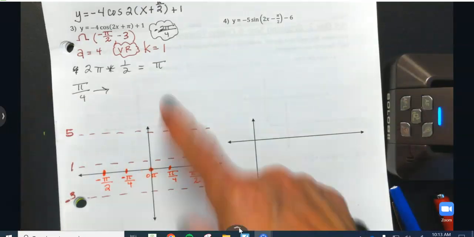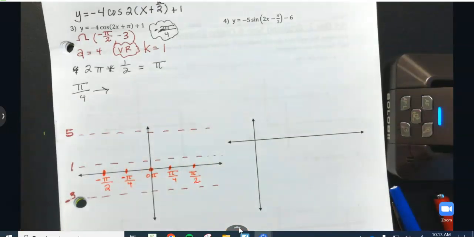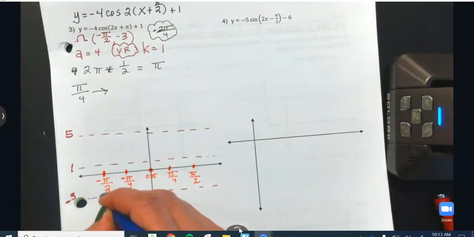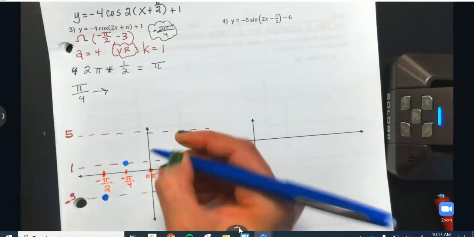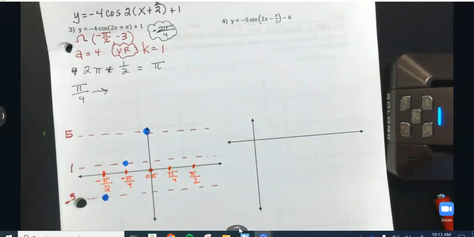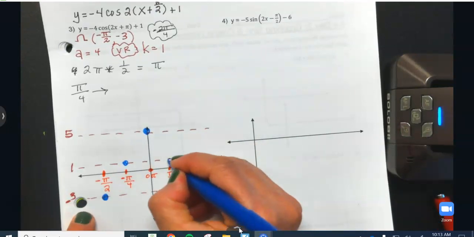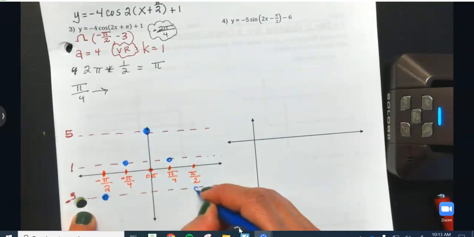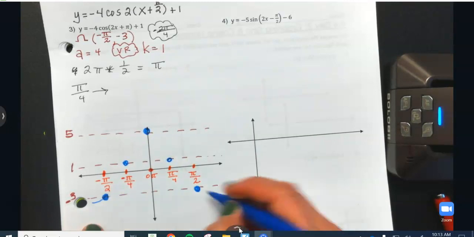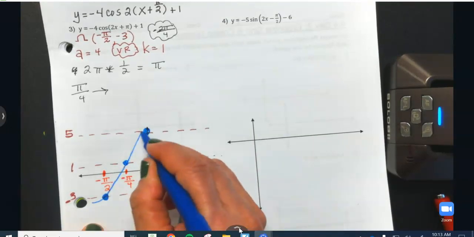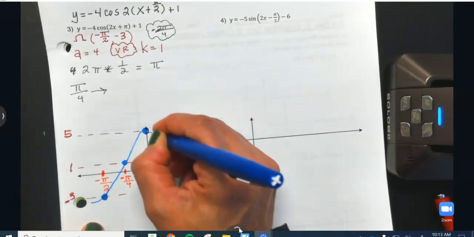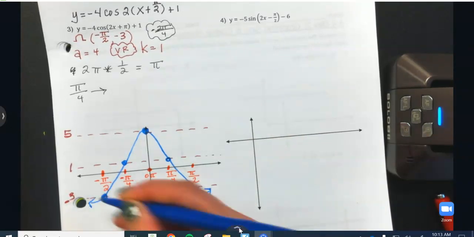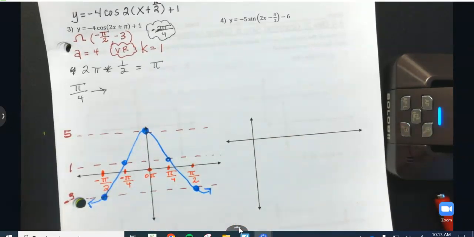So this is kind of centered on the y-axis. And it's cosine and it's upside down, so your first dot's going to be at the bottom. Start climbing your way to the top. The very top is on the x-axis. And then climb your way back down. Any questions on that one? We got one more. Yes?